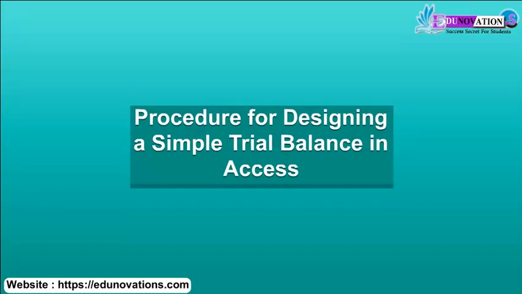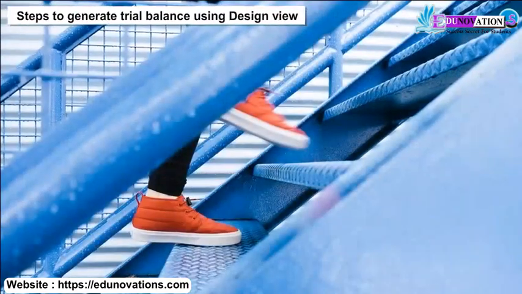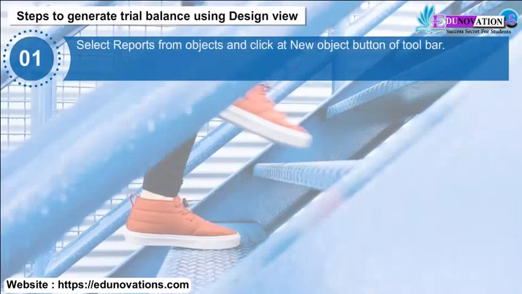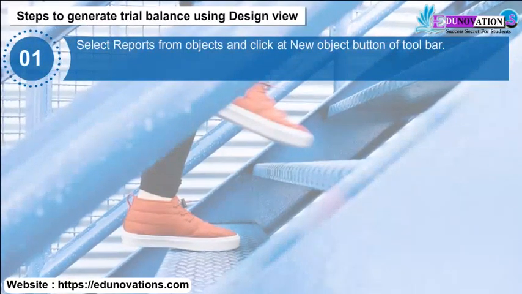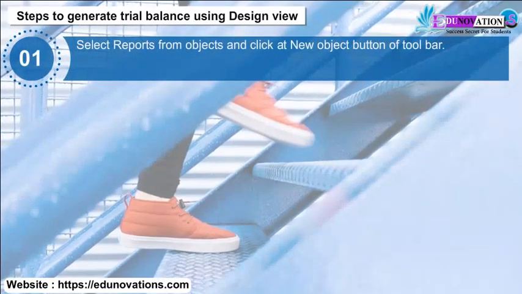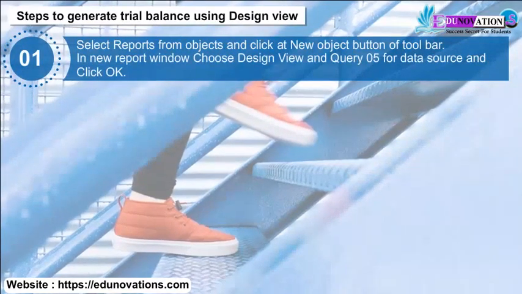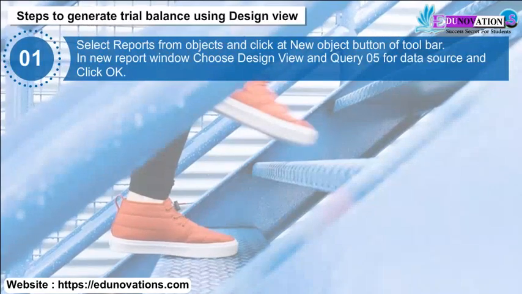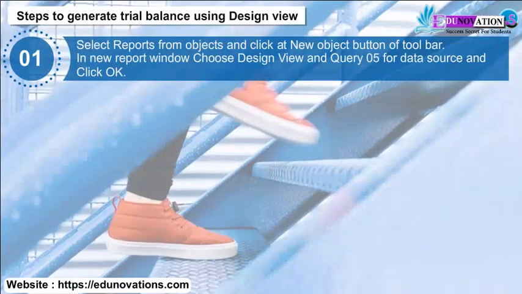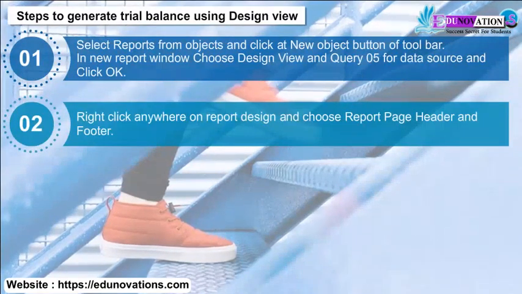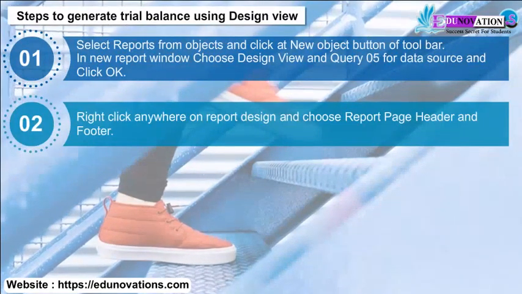Procedure of designing a simple trial balance in Access. Steps to generate trial balance using Design View. 1. Select Reports from objects and click Add New Object button of toolbar. In New Report window, choose Design View and Query 05 for data source and click OK. 2. Right-click anywhere on Report Design and choose Report Page, Header and Footer.